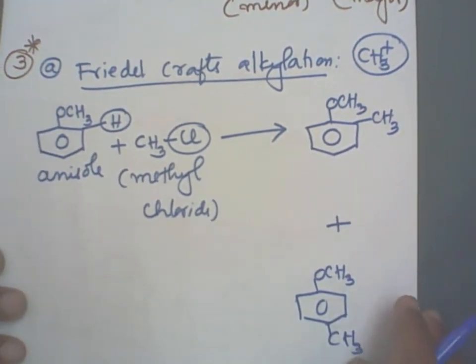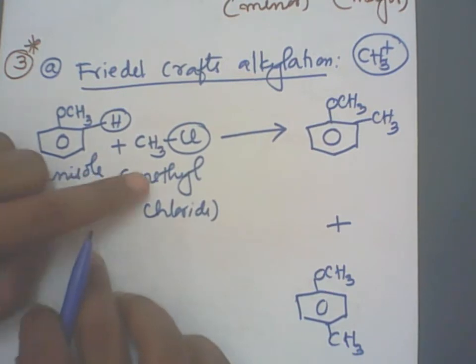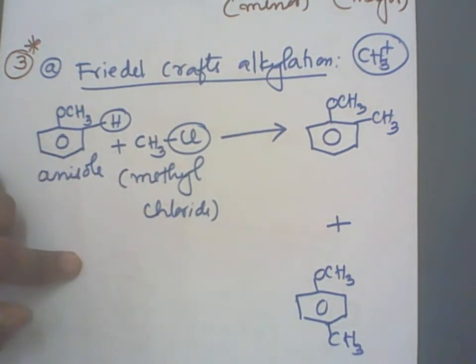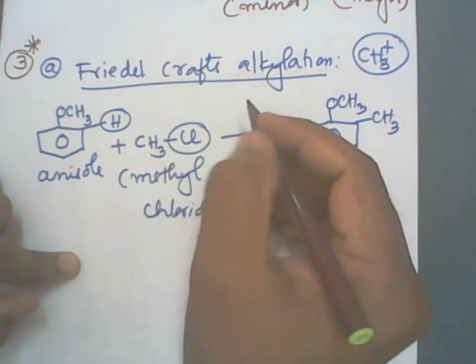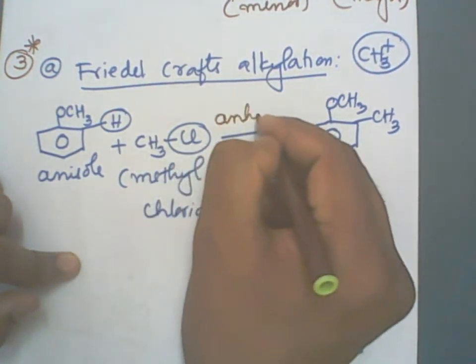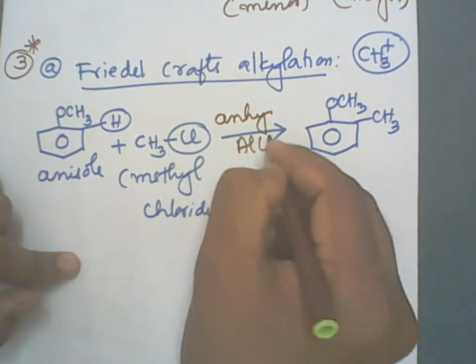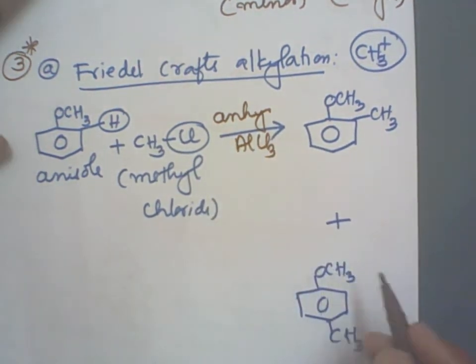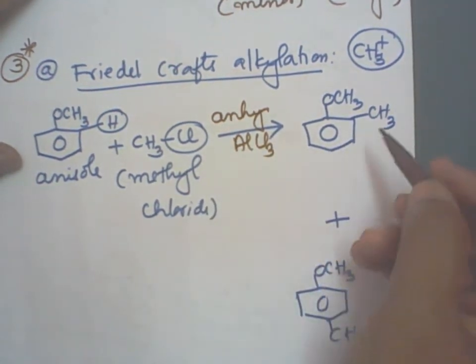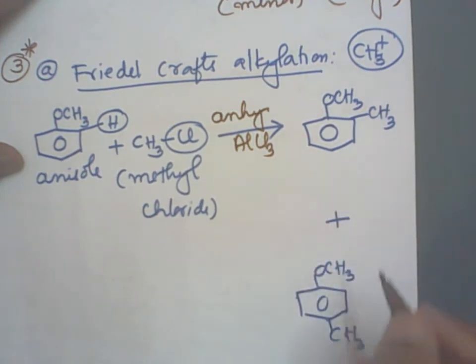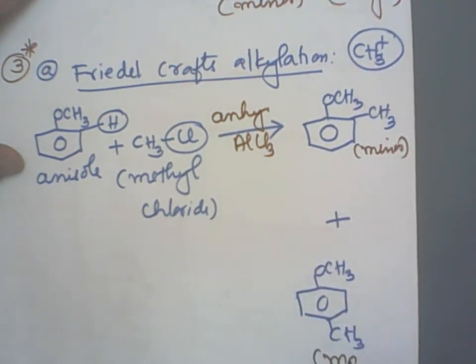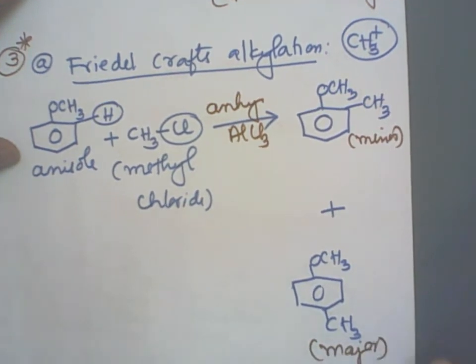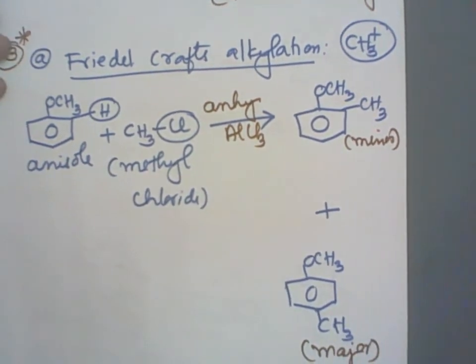Okay, clear? So anisole reacts with methyl chloride in the presence of what? Whenever a Friedel-Crafts reaction is there, we require a Lewis acid. We require anhydrous aluminium chloride, to give the ortho product and the para product. So this is the minor product, and this is the major product. Clear?